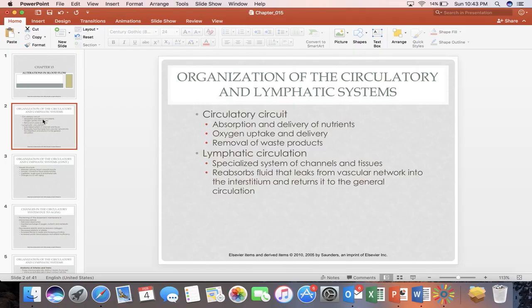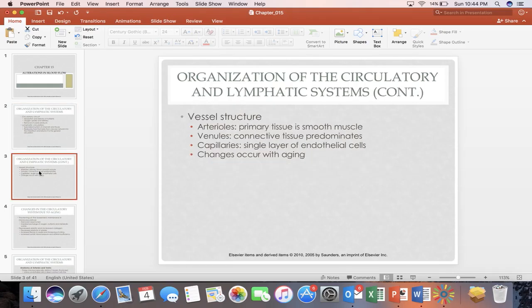So, the organization of the circulatory and lymphatic system. The circulatory unit involves the absorption and delivery of nutrients. Also, it has the oxygen uptake and delivery function and also removal of waste product. The lymphatic circulation is a specialized system of channels and tissue, and it reabsorbs fluid that leaks from the vascular network into the interstitium and returns it to the general circulation. Without the lymphatic system, we will have edema.